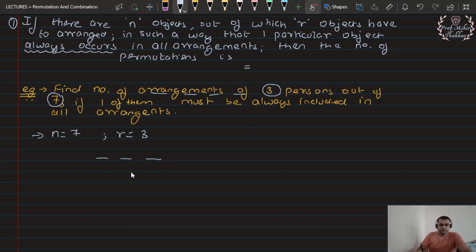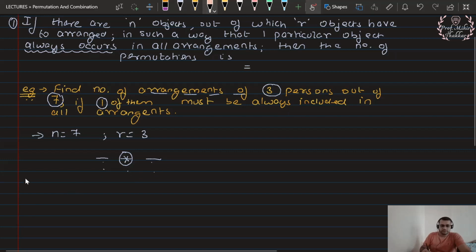We create 3 blank places and I assume over here that the first person, the one person who is always required to be present in all the arrangements, I tell him, sir, you are having 3 places, just go and get seated at any one of the 3 places. Let us assume that the first person is selecting this place. This place is already filled by the first person, who has to be included in all the arrangements. It means that initially I have to arrange one person in 3 places.